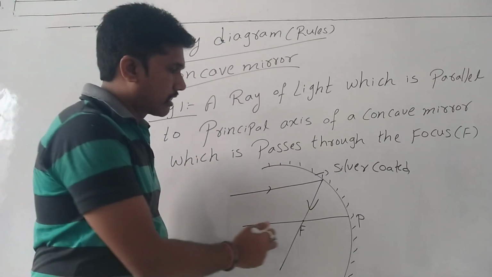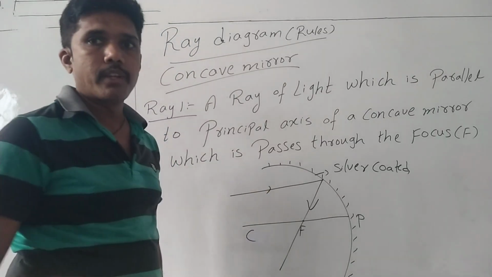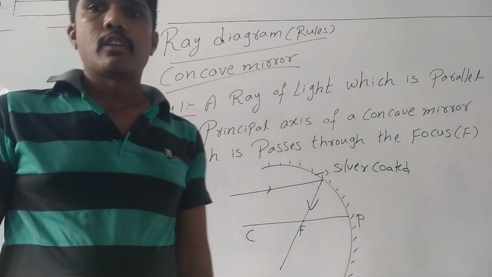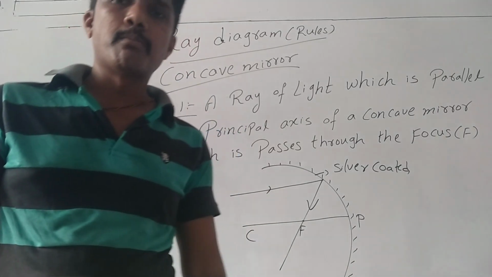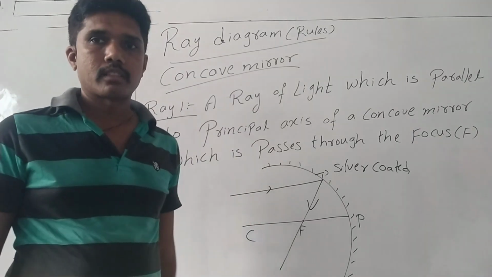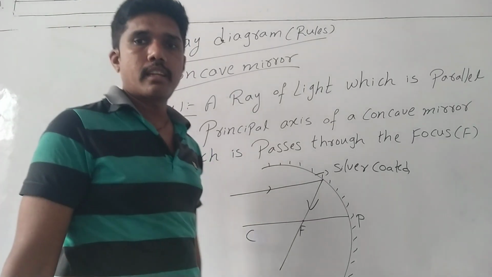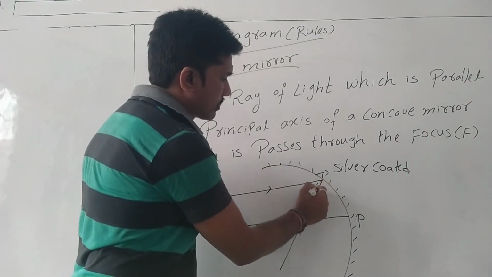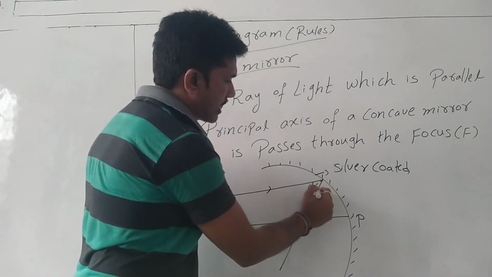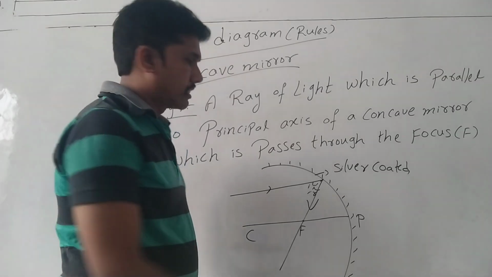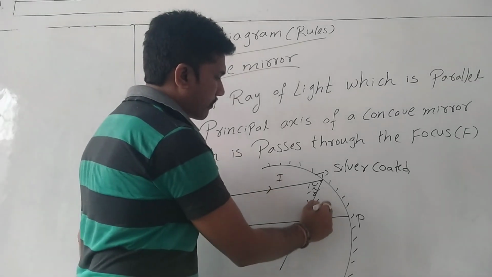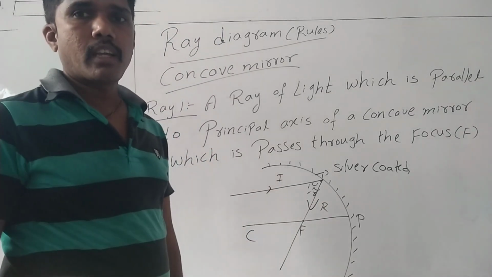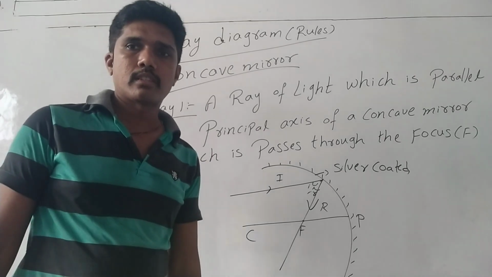In a ray diagram, arrow symbols are very important. If you do not draw the arrow symbol, you will lose marks in board exams. Clear? Follow these rules. This is the angle of incidence, this is the angle of reflection. This is the incident ray, this is the reflected ray. Note down, do it fast.